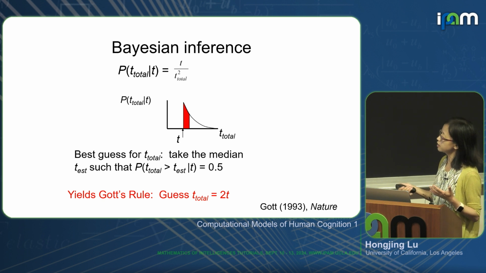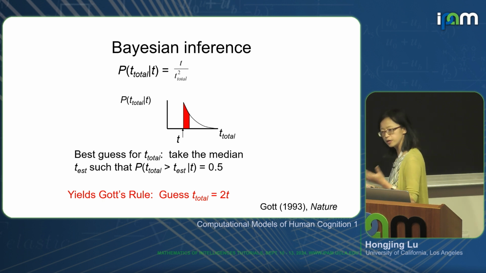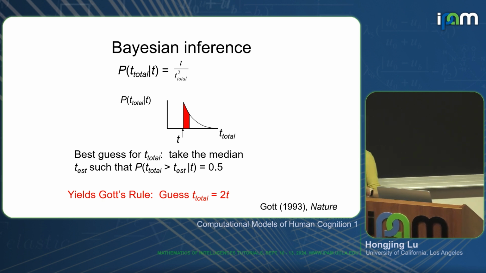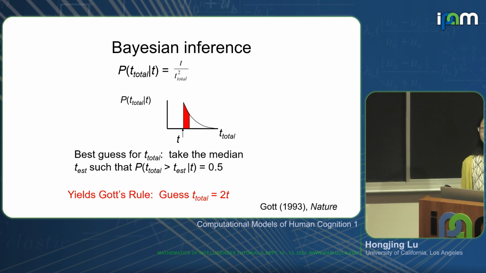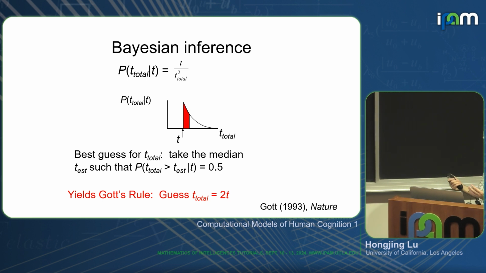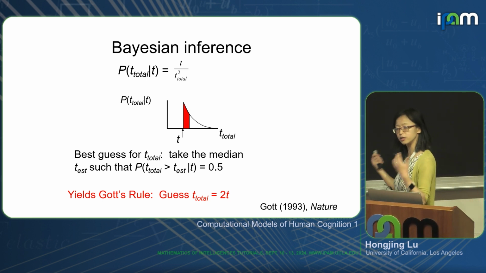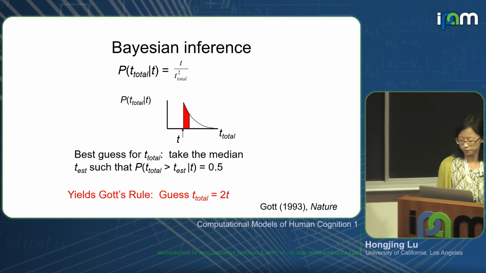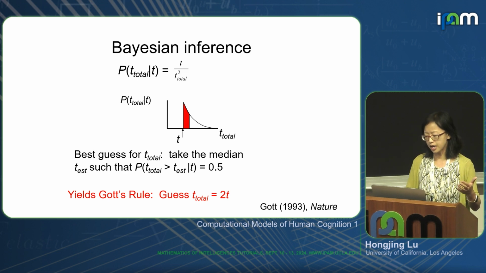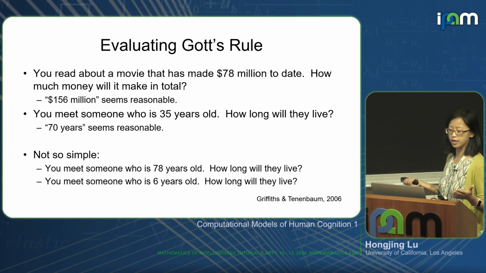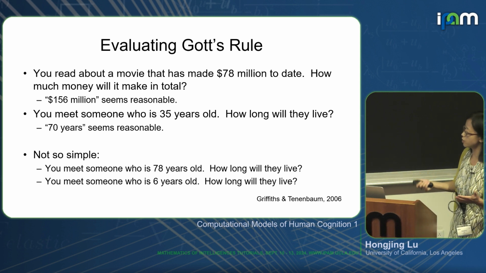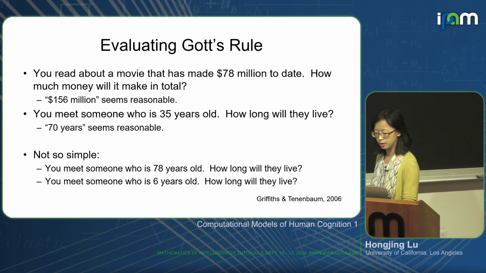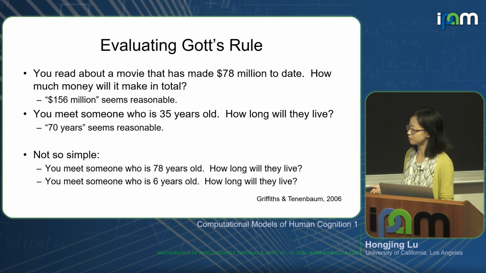So now if we take this distribution and take the median here, we exactly end up with the Gott rule, and basically you just double it. So this doubling actually comes from your assumption about what the prior is and what the likelihood is. Earlier I already raised the issue of why this doubling did not make a lot of sense in some situations.